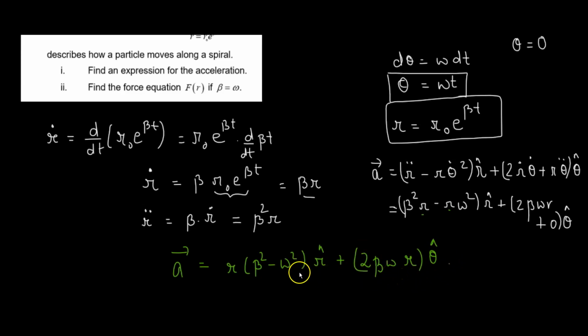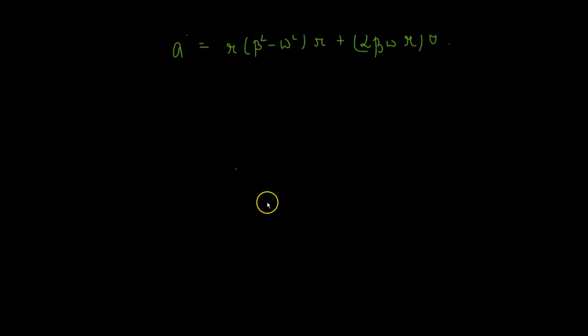Now that we have the expression for acceleration, in part 2 we need to find the force equation as a function of r when the beta value is equal to omega. In order to find the force equation, we start with the equation of our radius. So r is equal to r naught e raised to the power of beta times t, and since we are given that beta is equal to omega, we have r equals r naught times e raised to the power of omega t. So this is our first equation.